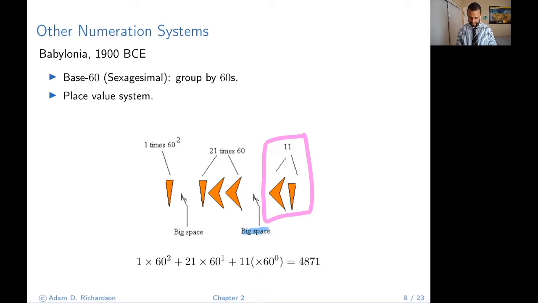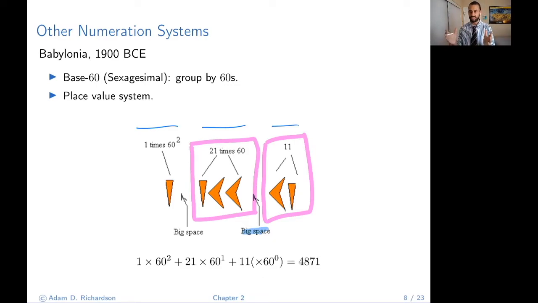But after you have a big space, then you scoot over and then you say, okay, I've got 21 groups of 60. So this would be like the second place in their system. So here's the first place, here's the next place, and then the next place up. And here they've got 21 of these groups of 60.